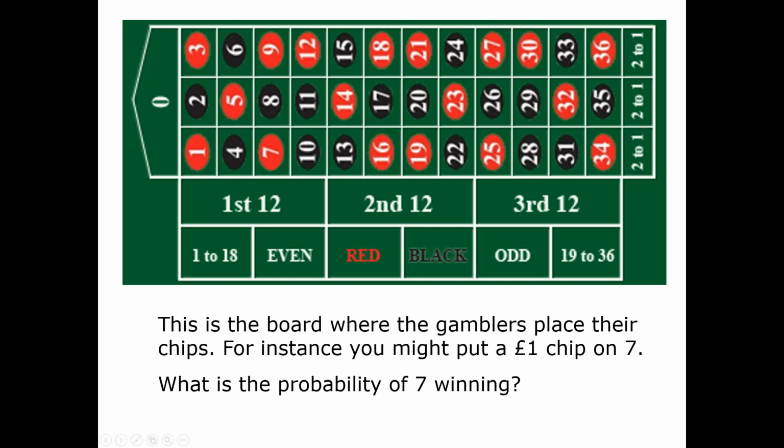And the board looks like this. So what you do is you place your chips on a number, or one of these spaces on the board. So for instance, you might put a £1 chip on the number 7, because 7 is often people's lucky number, isn't it? So what's the probability of 7 winning when the ball spins around on the roulette wheel? What's the chance that it will come up as a 7? Pause the video until you've got your answer.